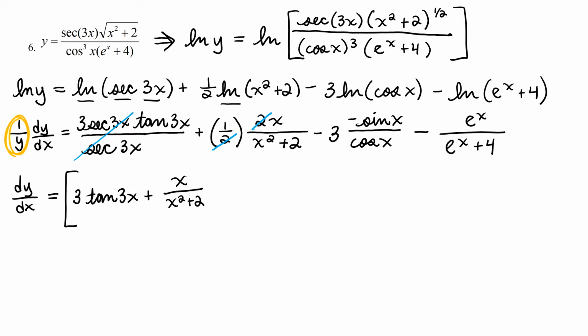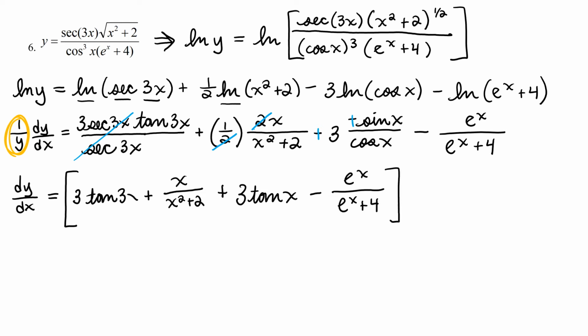And then we have this minus a negative, so we'll end up with plus, and then sine of x over cosine of x is tangent x. So we have plus 3 tangent x. Keeping in mind that this is tangent x while this is tangent of 3x, so we can't really do anything to combine them. And then this e to the x over e to the x plus 4, that doesn't simplify any further, so we just have e to the x over e to the x plus 4.